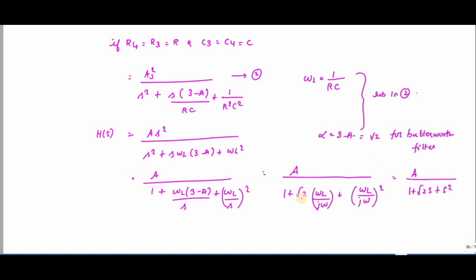So I can write root 2 omega L divided by j omega. S is nothing but j omega plus omega L divided by j omega the whole square. So this I can write as S. So what is now my S? S is nothing but omega L divided by j omega. So this is your normalized value. Okay.